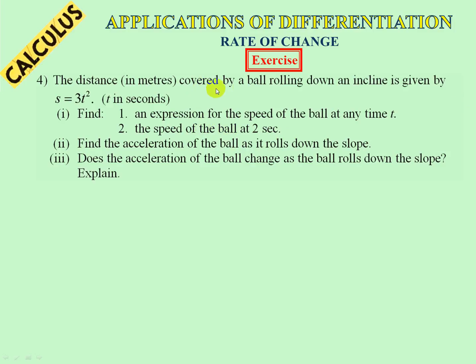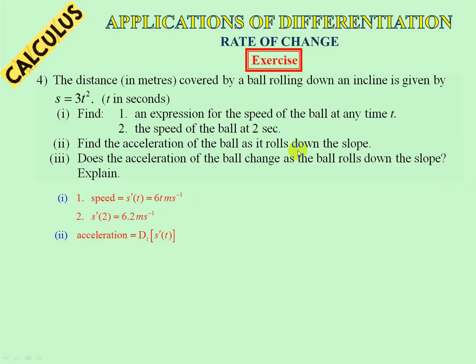4. Distance covered by a ball rolling down an incline given by 3t squared. Expression for the speed. Well, once again we differentiate. ds by dt. s prime of t, notice that this notation I'm using, it means ds by dt. It's just a useful shortened notation. So 6t. The speed of the ball at 2 seconds, well, we're going to substitute 2 in. And we get 12 meters per second.